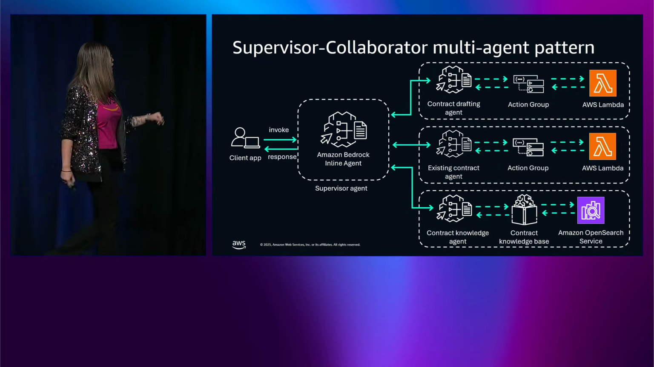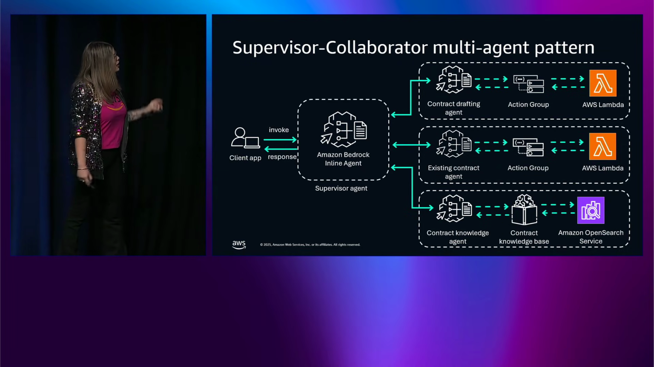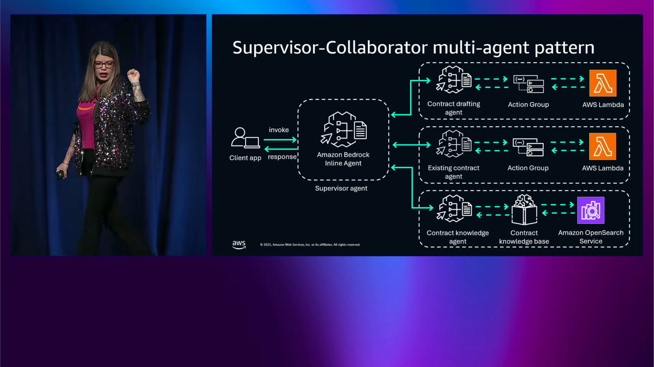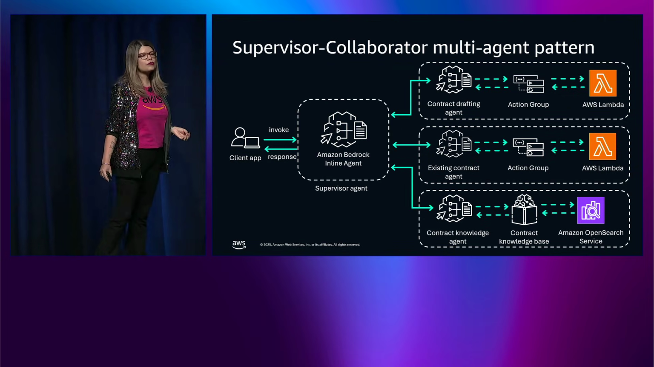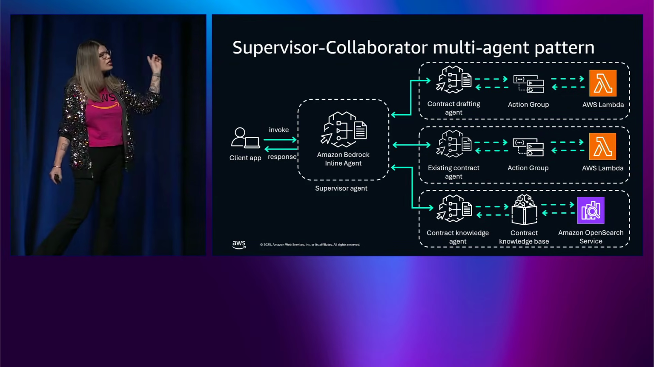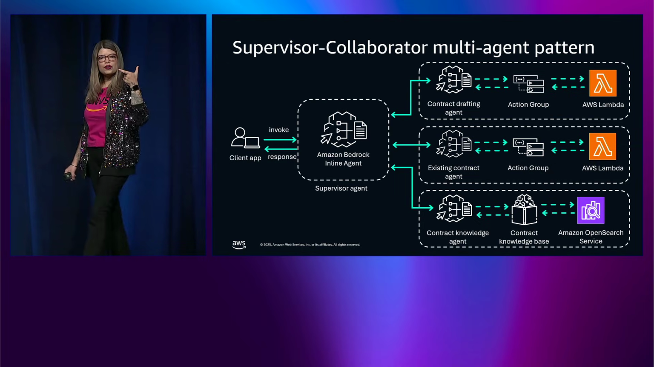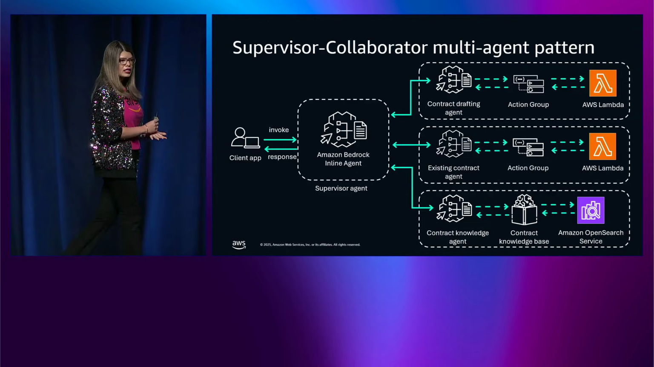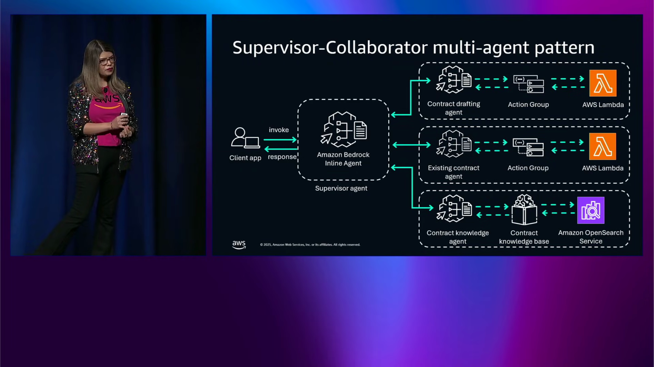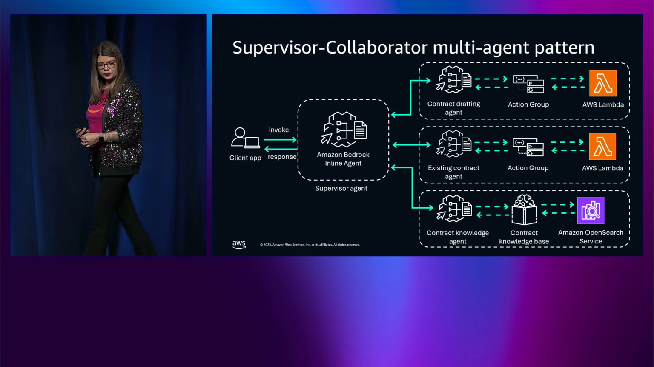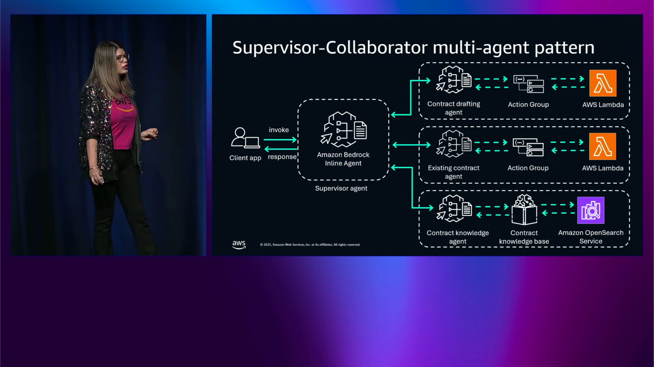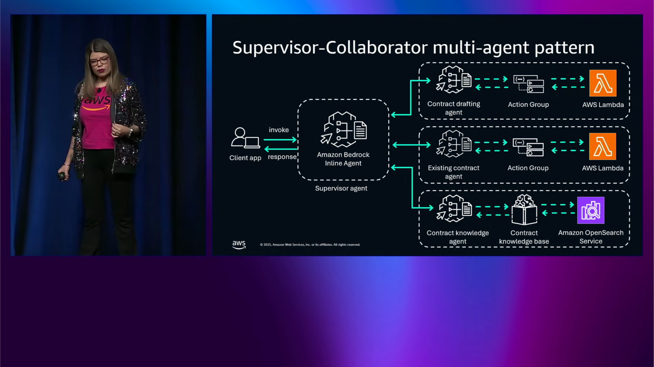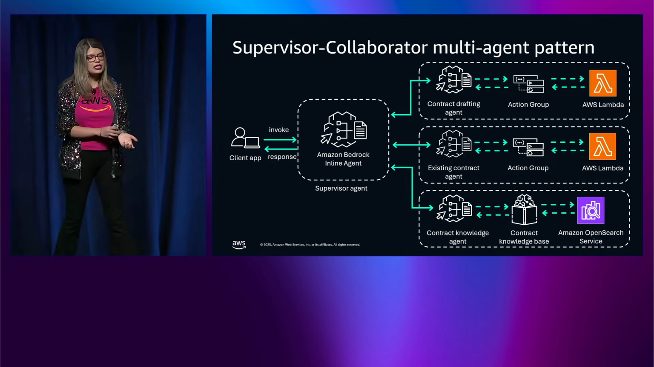In this case, I have a supervisor agent that is going to interact with three different agents. The first agent will perform some draft in contracts for us using a Lambda function based on the information on the input. The second one will check the existing contracts that we have, probably in an external system. And the third one has the knowledge base, maybe to search for some juridical information, some legal information that we need for this agent.